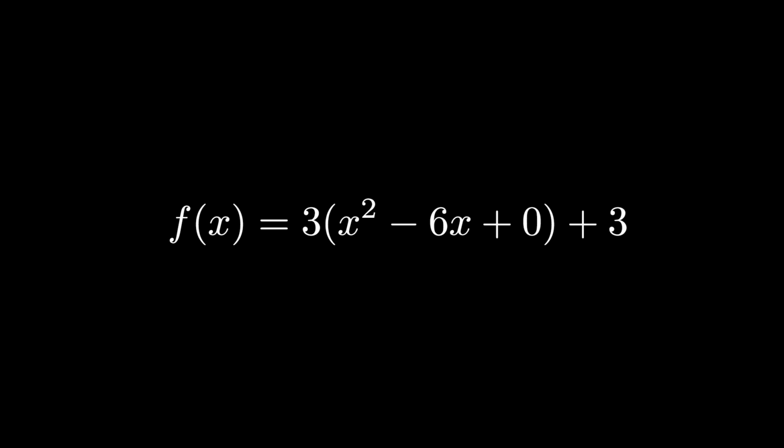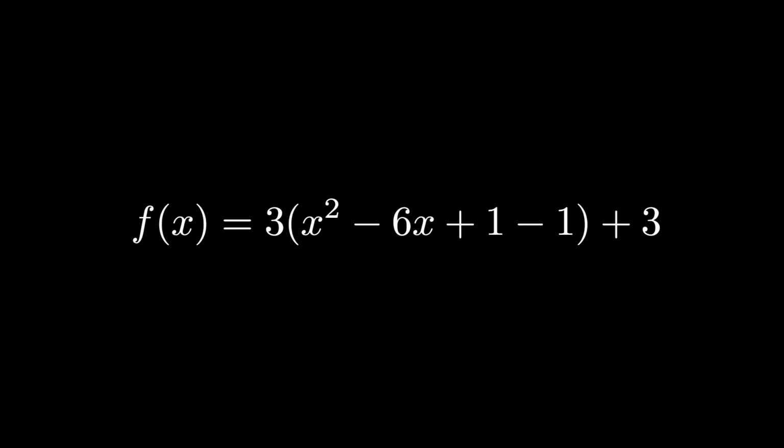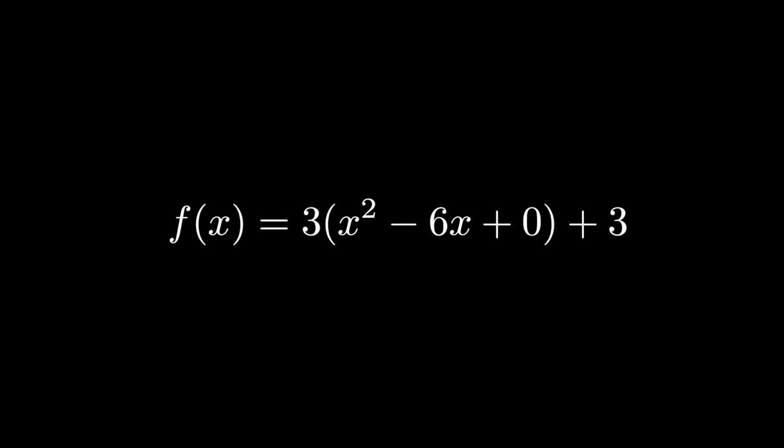But we need to be strategic in what we choose. We could do 1 minus 1, which is 0, but that doesn't really help us simplify. 2 minus 2 doesn't help us either. So the goal is trying to choose a strategic difference, something minus something, that makes 0.